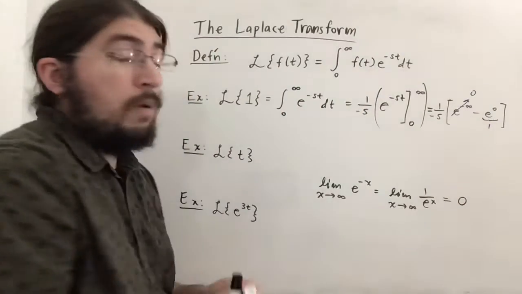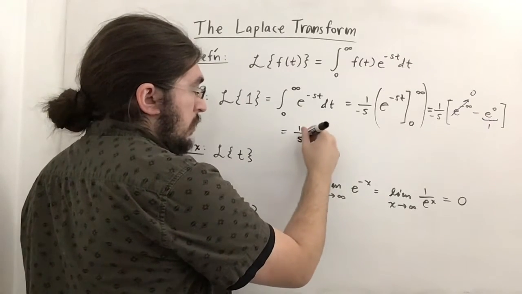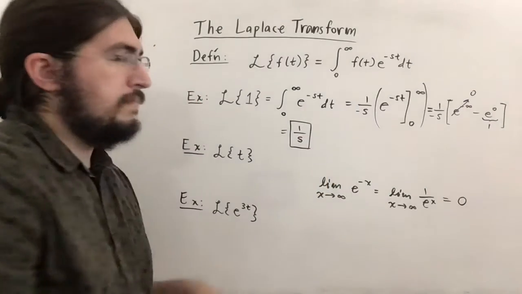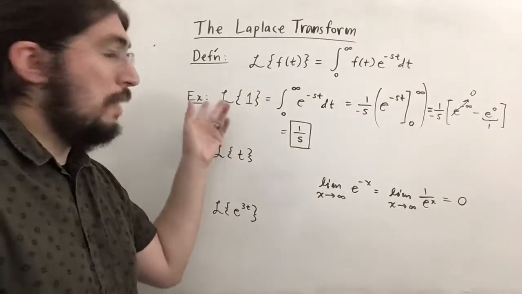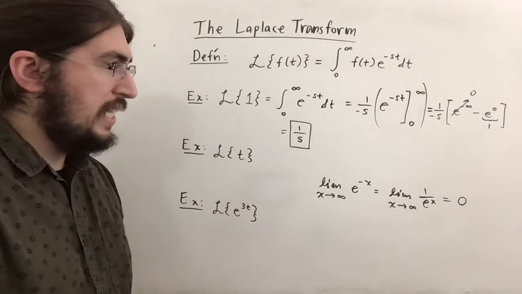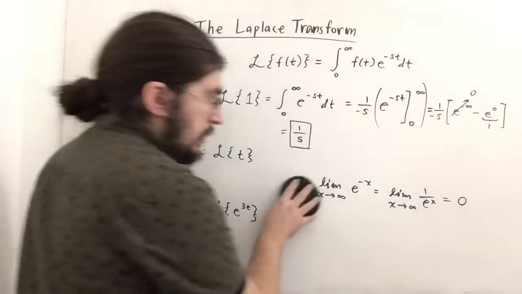So we get 1 over negative s times negative 1, which in turn is just 1 over s. So there we go. Laplace of 1 is 1 over s. Fantastic. Now, what about Laplace of t? This is going to be a little more complicated, but we'll do it in the same way. Let me erase this just for space here.